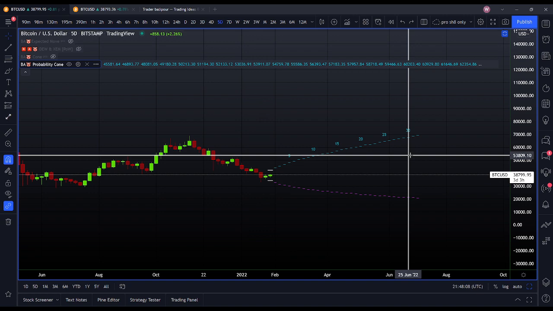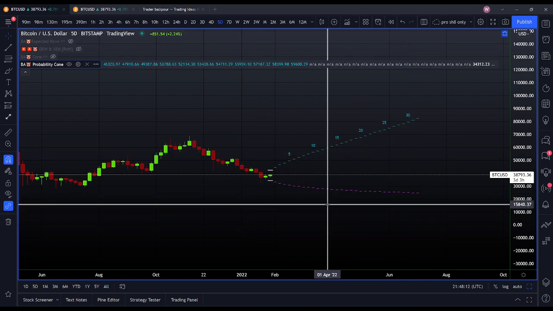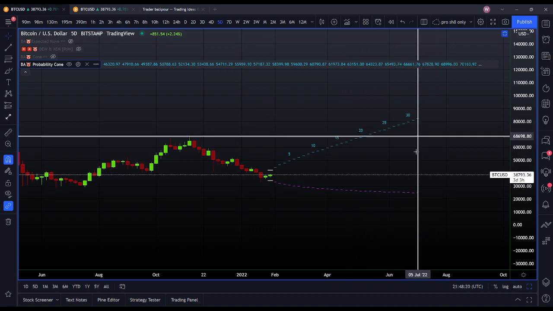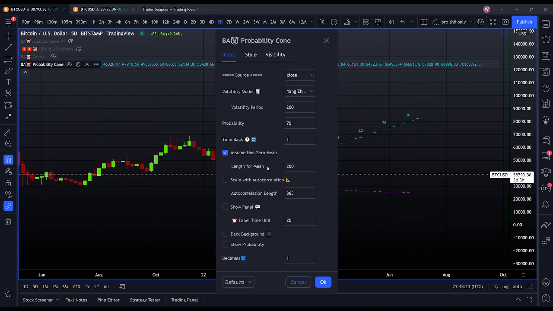It doesn't have a lot of drift to it. Or you can go back and say, okay, well, we know that Bitcoin has had some significant returns, so let's take those into account and let's make our mean positive or negative with the non-zero mean. And then scaling with autocorrelation, you can do that as well, but I don't normally do that. But you can. It definitely helps. And then the panel and stuff like that.